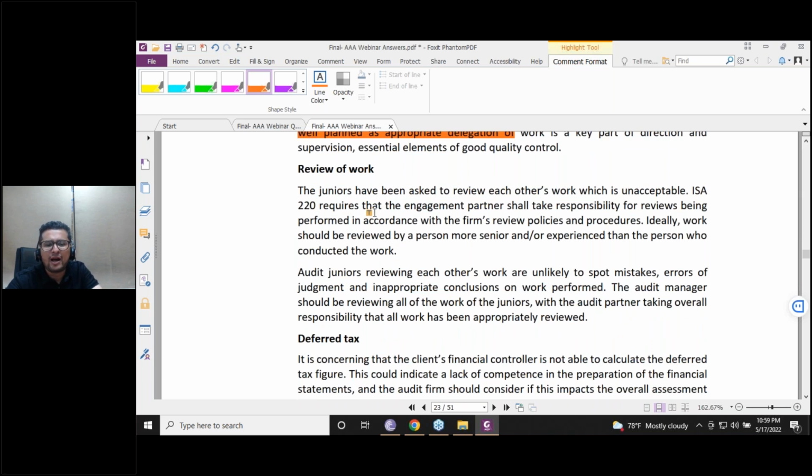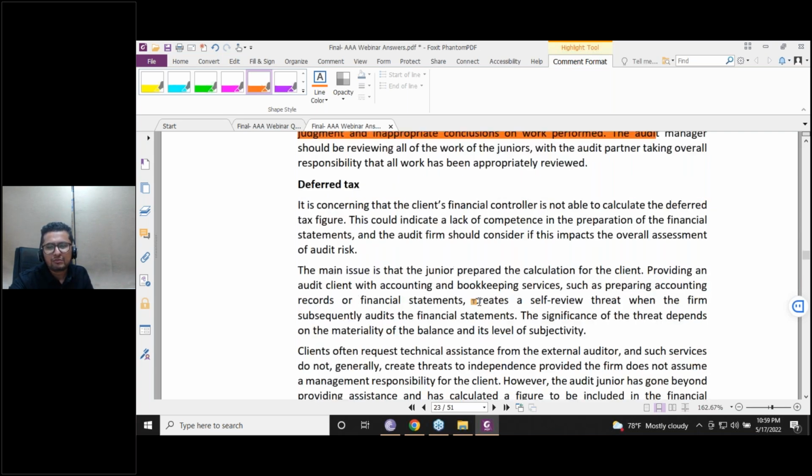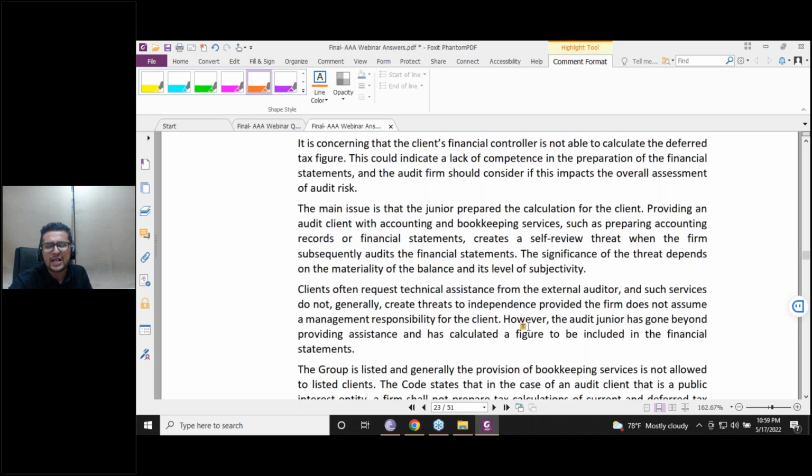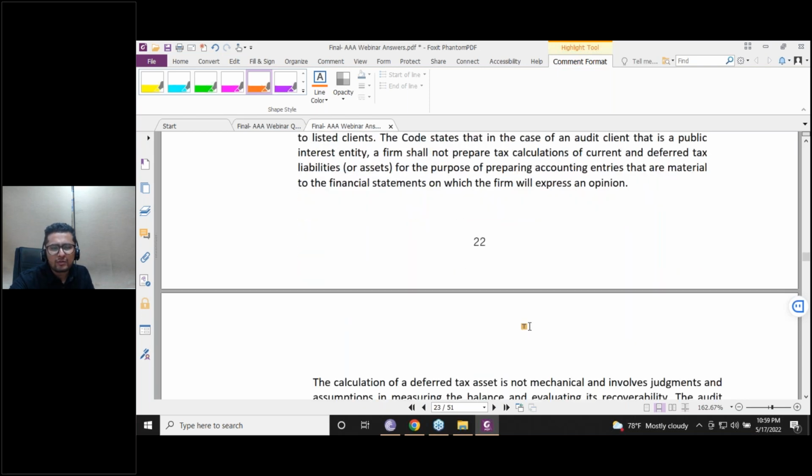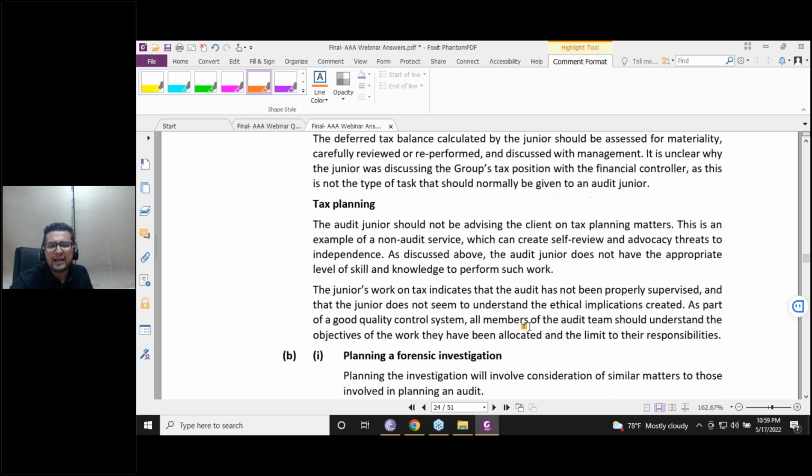The juniors have been asked to perform each other's work. This is not appropriate. If we two are at the same level, I might not be able to identify mistakes in your work. So the audit juniors reviewing each other's work are unlikely to spot mistakes. Deferred tax will definitely lead to self-review threat. Tax planning would lead to what? This is a non-audit service you are performing, and this would lead to self-review and also could lead to advocacy threat.